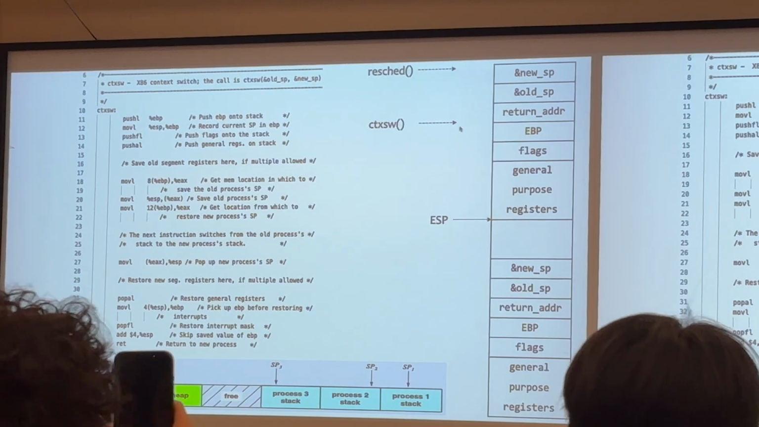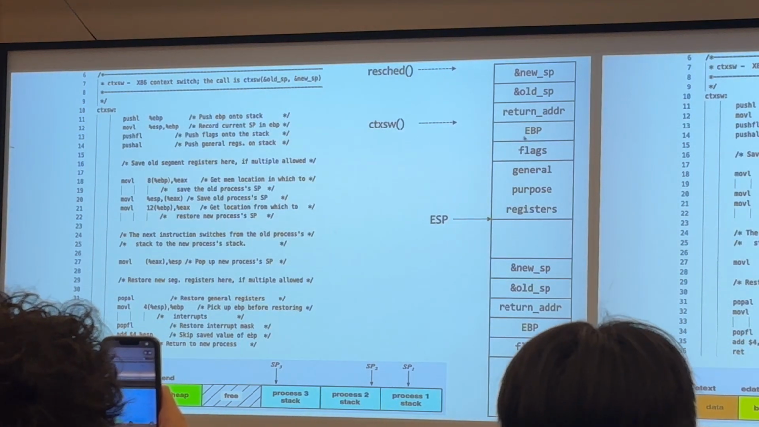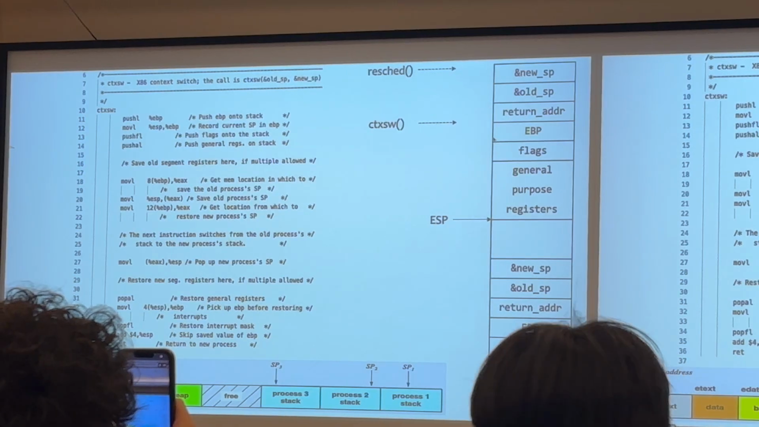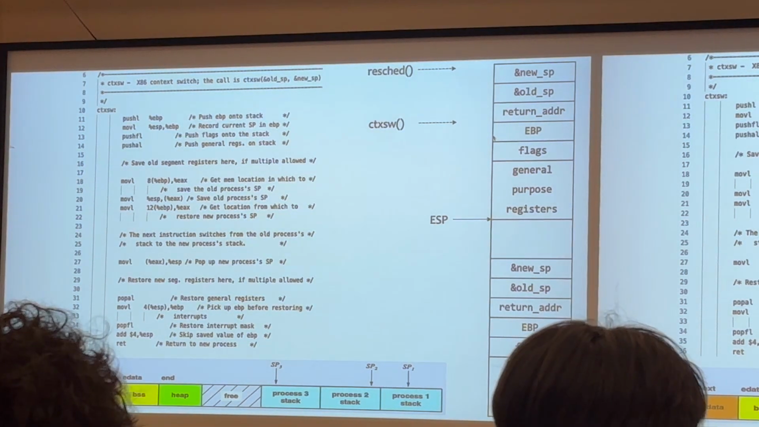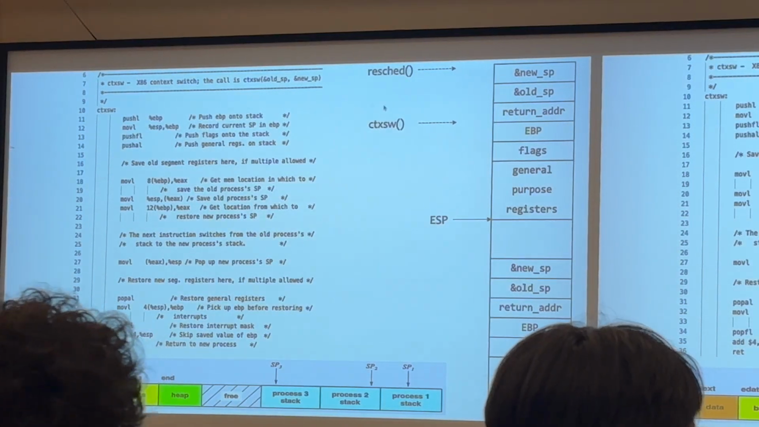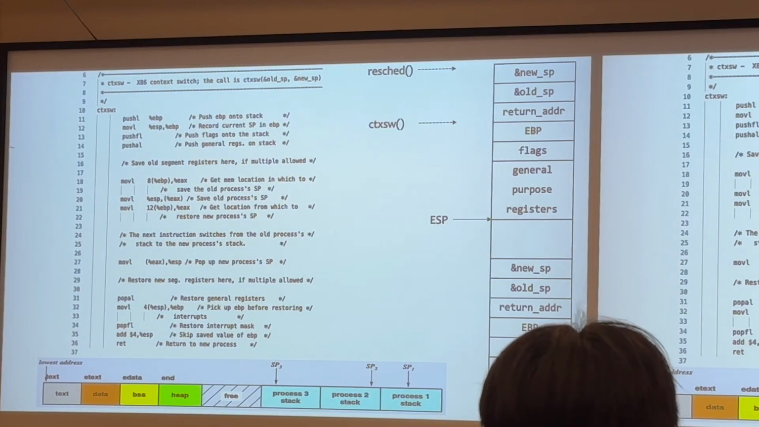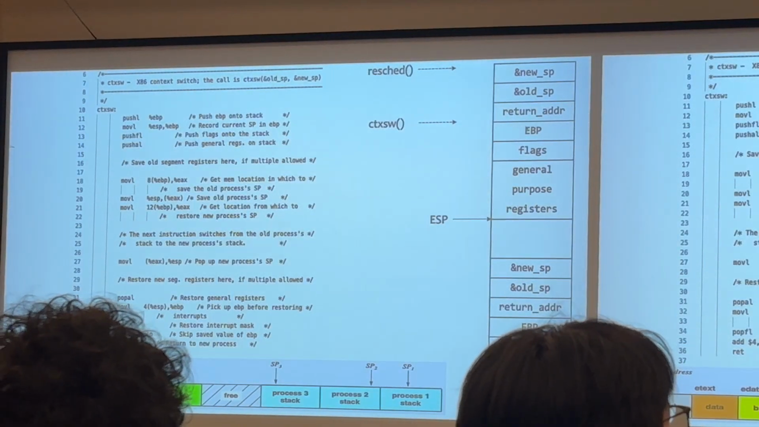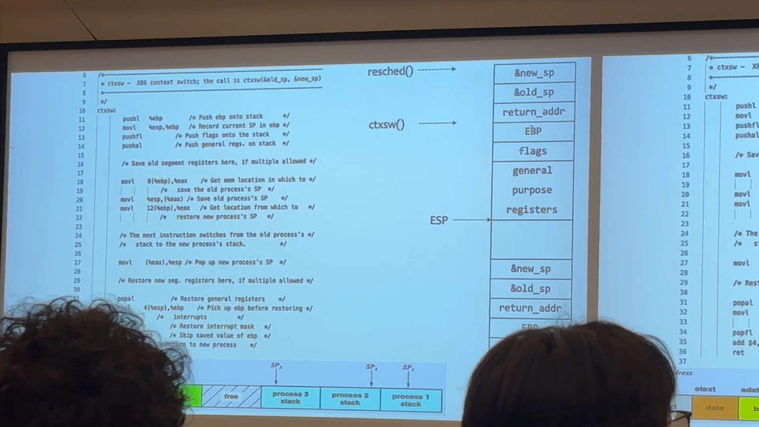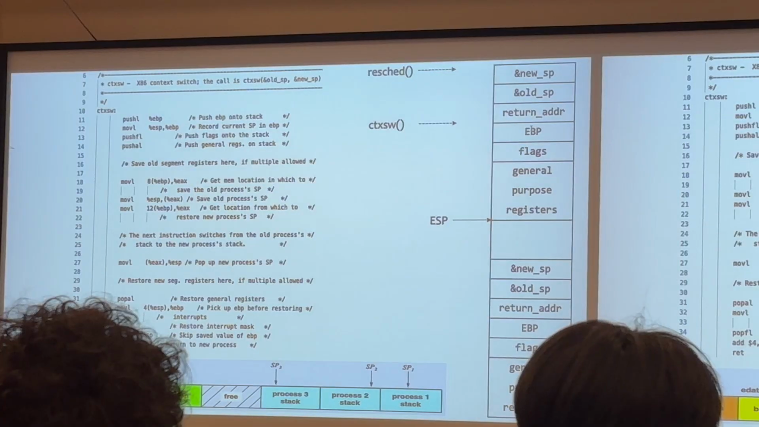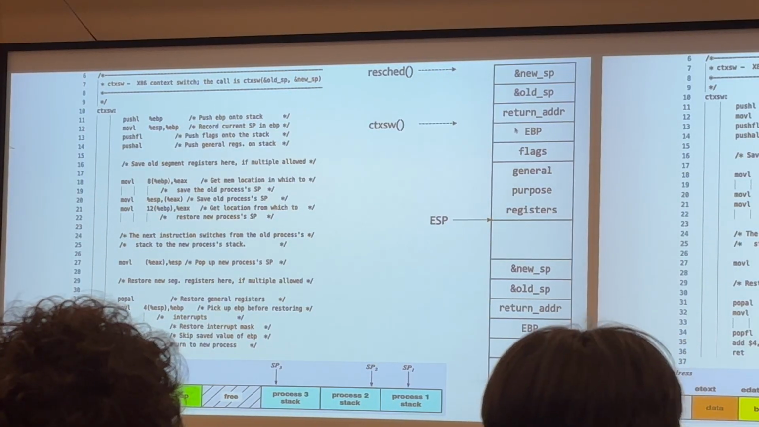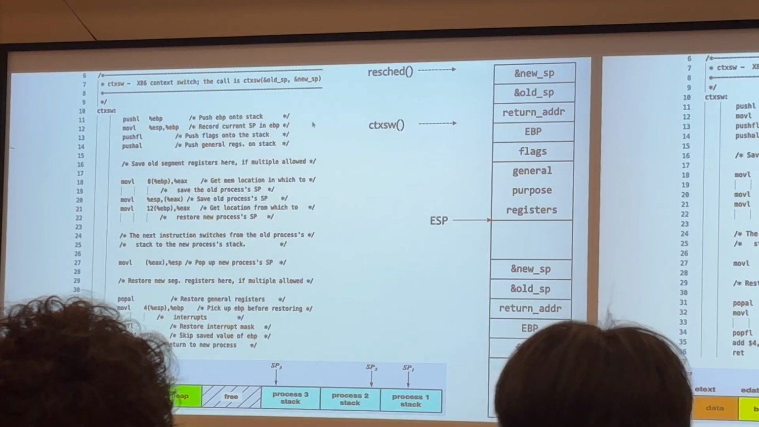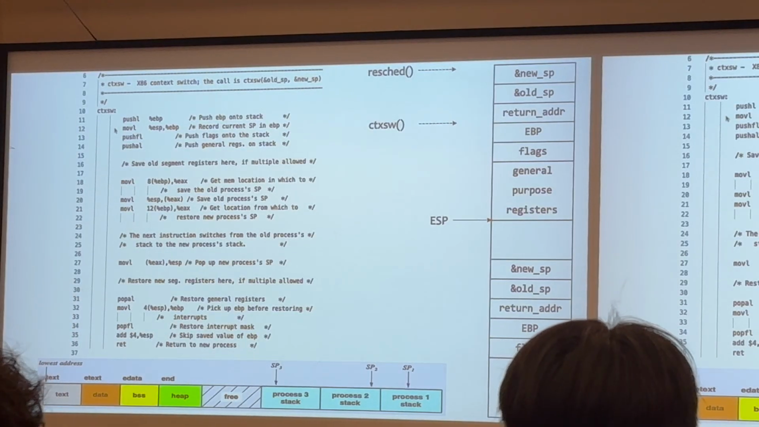When context switch starts execution, you see that EBP is pushed onto the stack by line 11. This is when context switch really starts execution. The first thing it does is push EBP onto the stack, and this EBP is the reset EBP. It's not the context switch EBP. Remember, EBP is the stack base register. It points to the base of the stack for the current function. Now I will explain that right now.